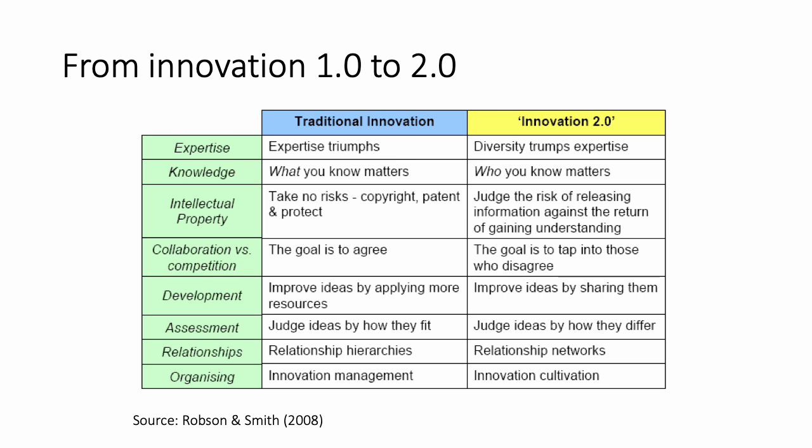So knowledge, what you know matters, and Innovation 2.0 is who you know. I don't have to have the knowledge inside my company or inside my organization if I know where to go get it. Intellectual property, traditional innovation, you don't take risks. You copyright everything. You patent it, you protect it, you lock it down.